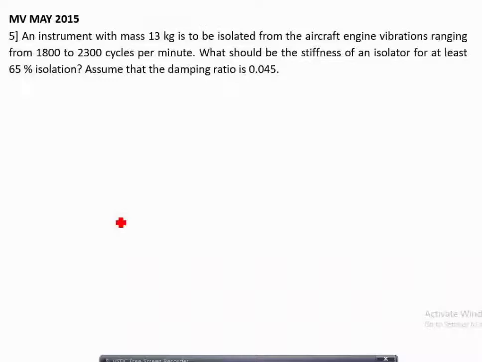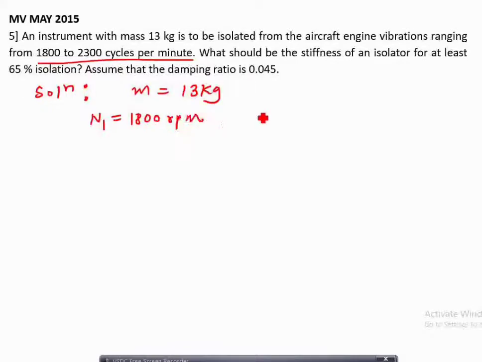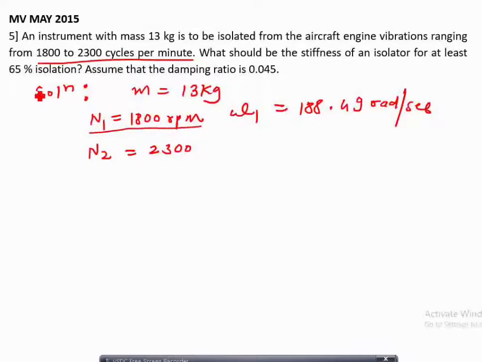That is problem number 5, which is again the same. So let us solve problem number 5. Solution: M is given as 13 kg, to be isolated from the aircraft engine vibration ranging from 1800 to 2300 cycles per minute. So again they have given you N1 is equal to 1800 rpm. So find out omega 1, 2 pi N by 60. So omega 1 is equal to 188.49 radian per second, and again they have given you N2. Obviously you will select this N1 to achieve the isolation.